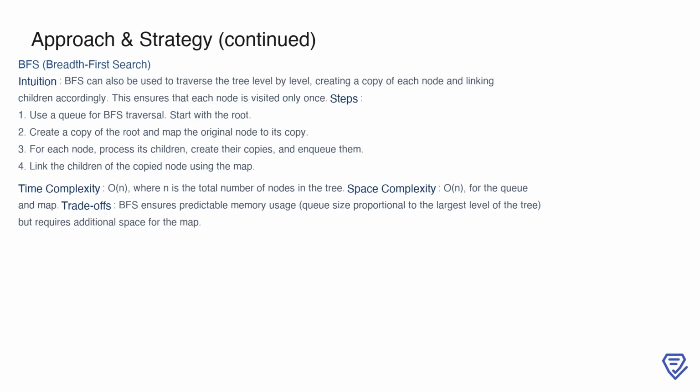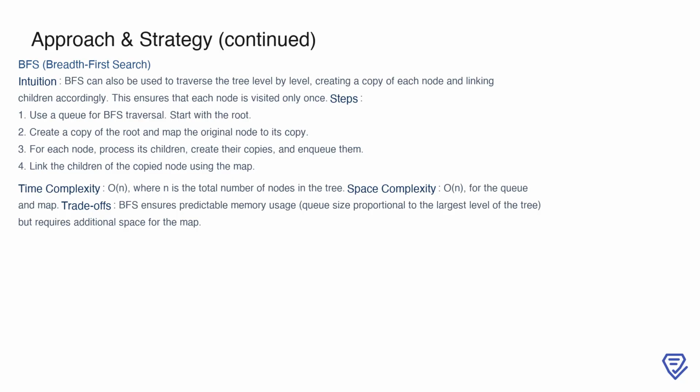Another alternative is to use breadth-first search, or BFS, to traverse the tree. This approach processes the tree level by level and ensures that each node is only visited once. To implement this, we use a queue for the traversal. Starting with the root, we create a copy of the root node and store a mapping between the original node and its copy. Then, for each node in the queue, we process its children by creating their copies and enqueuing them for future processing. As we do this, we also link the children to their respective parent node copies using the mapping.